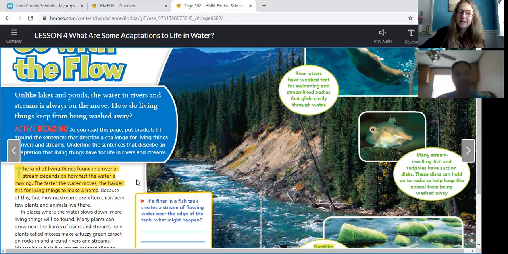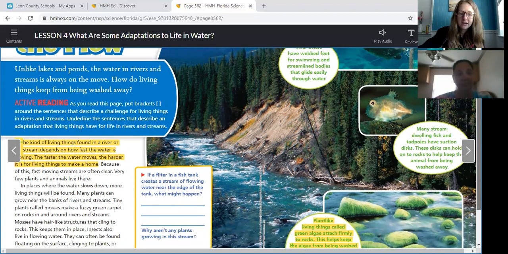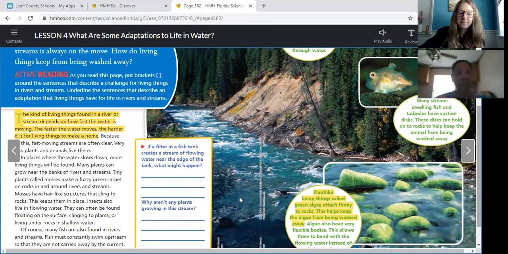Because of this, fast-moving streams are often clear. Very few plants and animals live there. In places where the water slows down, more living things will be found. Many plants can grow near the banks of rivers and streams. Tiny plants called mosses make a fuzzy green carpet on rocks in and around rivers and streams.